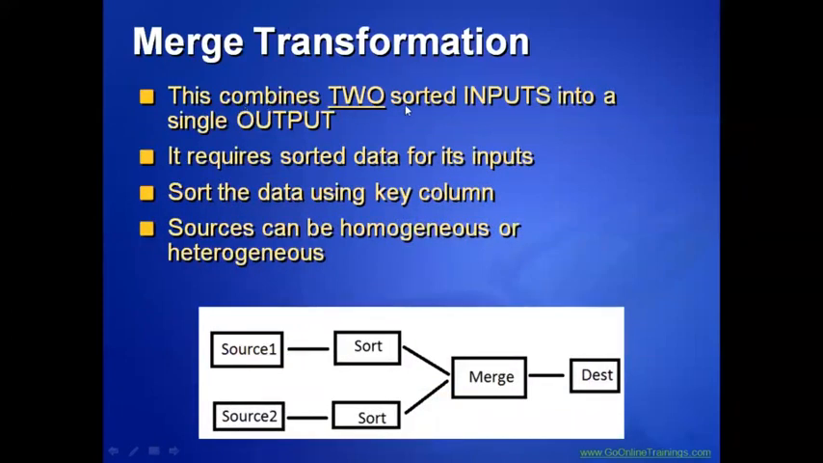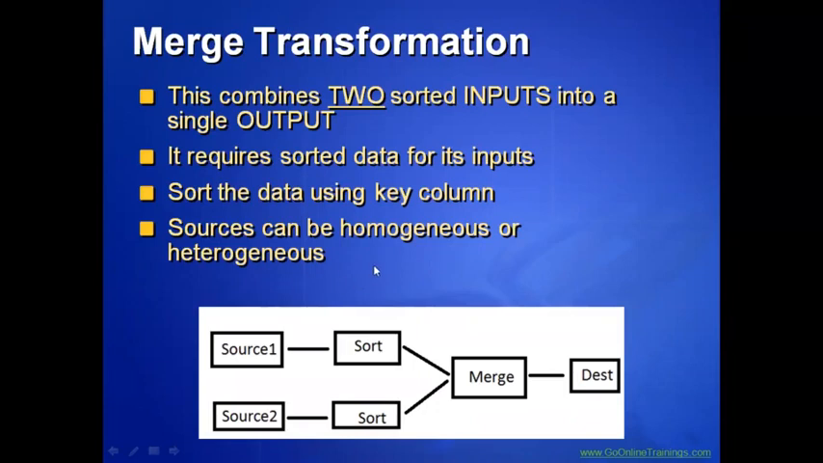It combines two sorted inputs into a single output. It requires sorting data for its inputs. Sort the data using a key column. So you can have employee ID, customer ID. You can use that to sort the data. Sources can be homogeneous or heterogeneous.